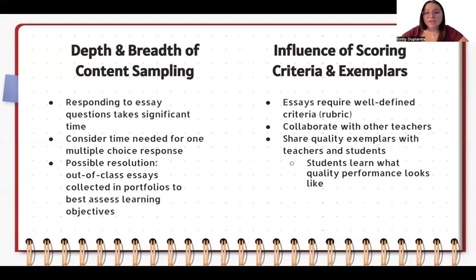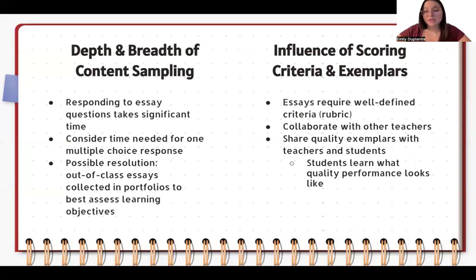We also have the influence of scoring criteria and exemplars, which is huge. When students know what to expect or what their teacher is looking for, it makes a significant difference in the outcome of their written responses. So on that note, essays require well-defined criteria. Students need to have that criteria when they get the prompt. They need to know exactly what their teacher is looking for. What do they need to score 100% on this essay? And obviously, a lot of times that comes in the form of a rubric.